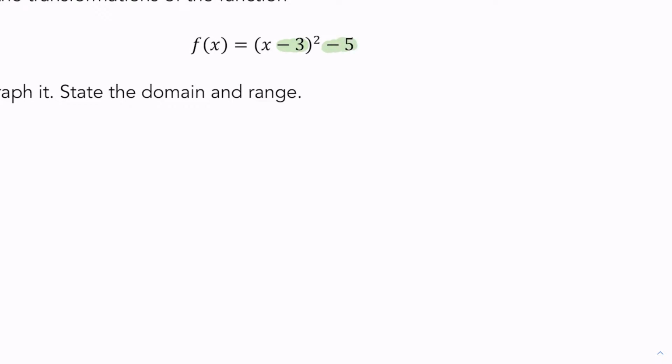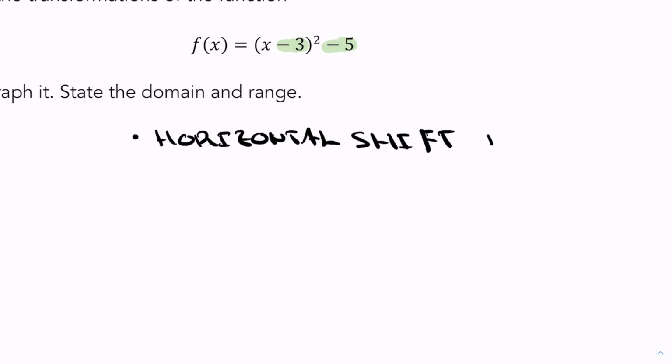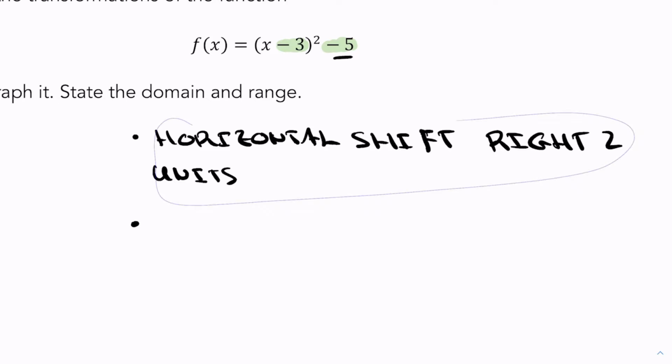this one over here. So in the first case, we have a horizontal shift, this is right, 3 units. And in the second case, which is this guy over here, I'm just going to copy all this out to save me some time.